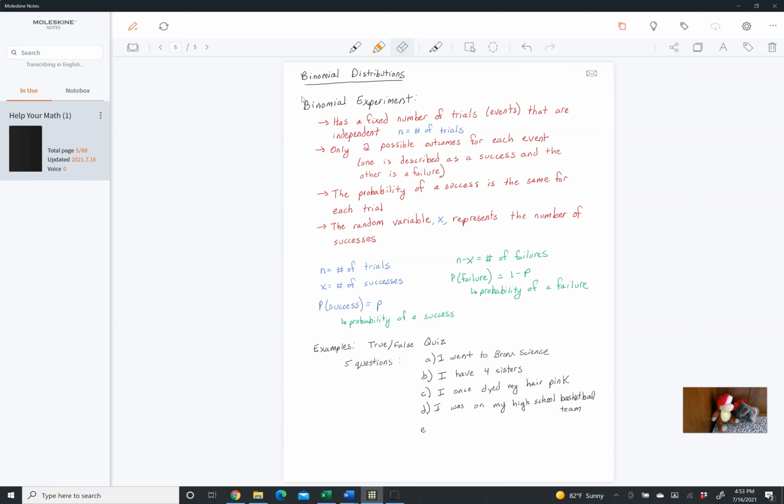And the last one is, I met President Biden.